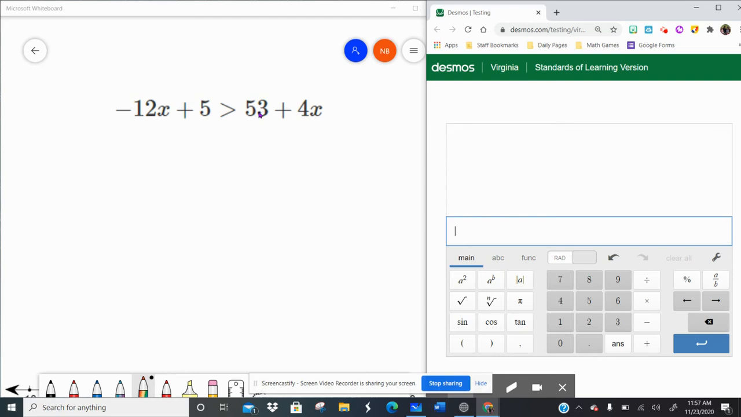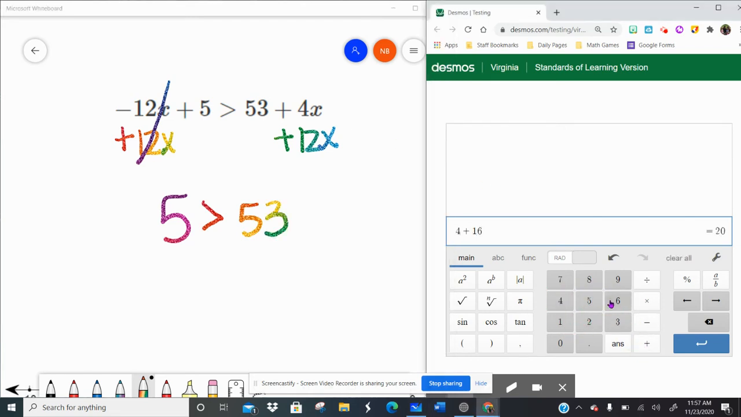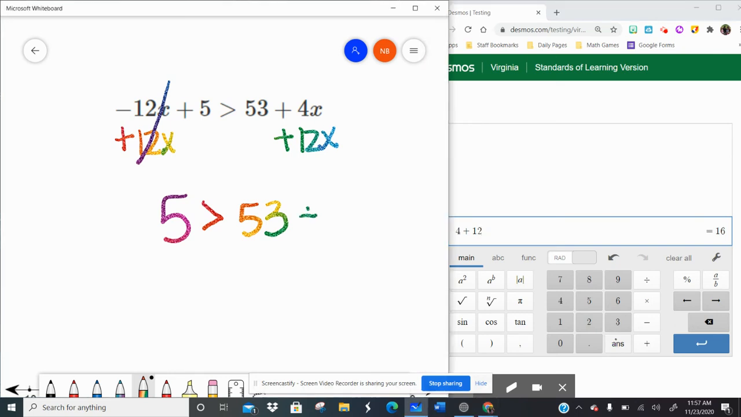So I have a -12x and a 4x. Well, -12 is definitely less than +4. So I add 12x to both sides, plus 12x. That goes away. I bring down my 5, greater than 53, and then 4 plus 12 is 16. But again, if I wanted to, I could type 4 plus 12 in the calculator to double check my work. Okay, so now I have 5 is greater than 53 plus 16x.